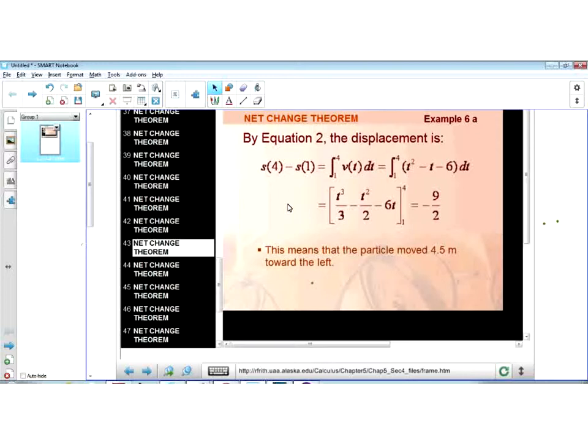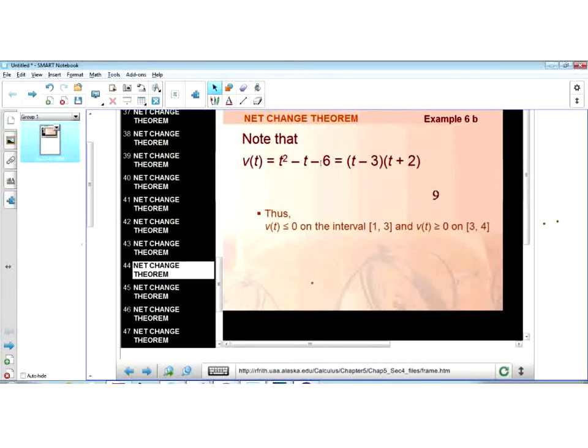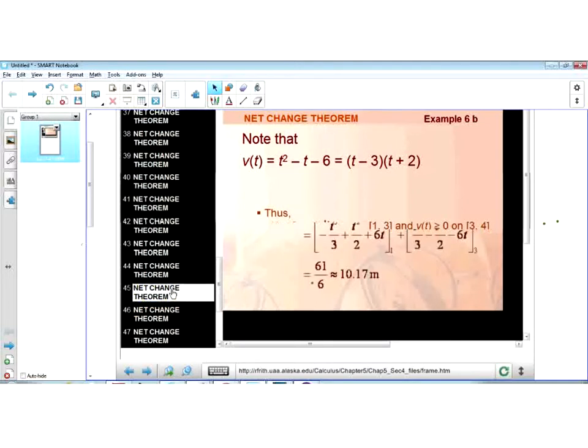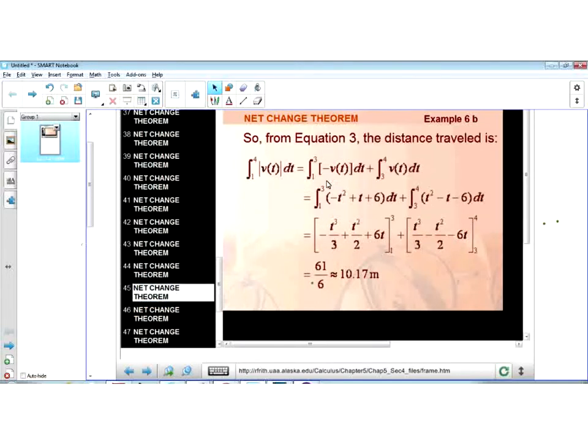Now, as far as the distance traveled during all of this, we have to take the absolute value of the function. So v of t is equal to t squared minus t minus 6, which factored is t minus 3 times t plus 2. Using the table of signs, which I won't go into, you can deduce that v of t is less than 0 from 1 to 3, and v of t is greater than 0 from 3 to 4. So you would have to split the integral now.